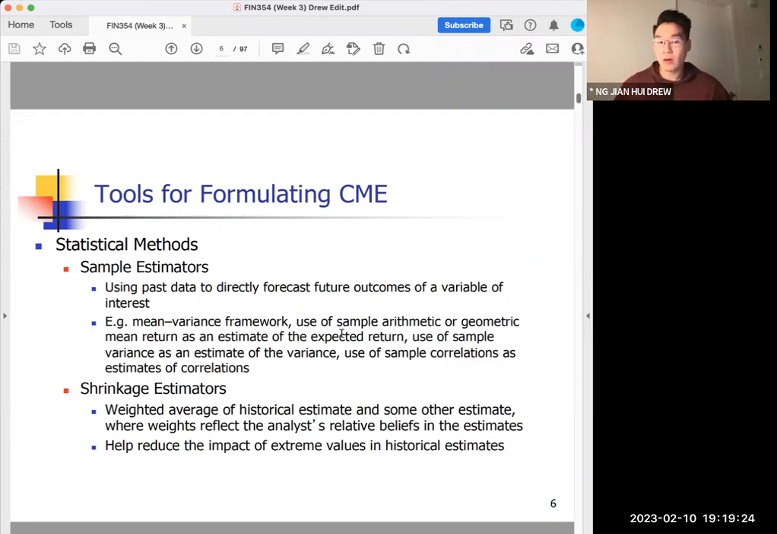Now we're talking about what statistical tools to use to form market expectations, and there are a bit of calculations. First of all, we can use sampling, right? Looking at the past, how does the past data sample predict the future? This is very common, right?